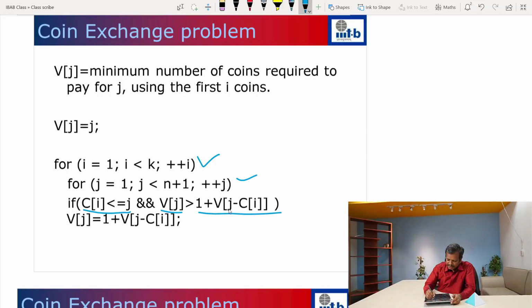The complexity of this algorithm is still order n into k, but the amount of space we use is only order n. So this algorithm is better than the previous algorithm in terms of space, but time-wise it is order n into k. If you are not keen on knowing which coins to use, but you just want to know the minimum number of coins, then you can use this algorithm. The summary is that we have an algorithm to solve the coin exchange problem. It takes order n into k time, and order n space.